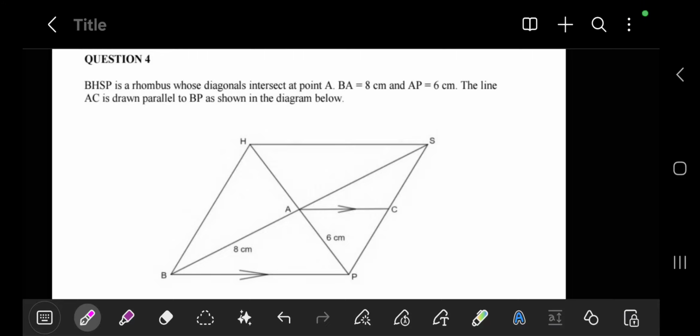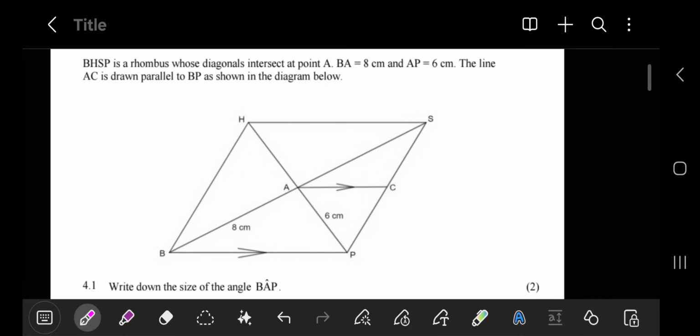Here is our fourth practice problem, Euclidean geometry, grade 10. So this is BHSP, a rhombus whose diagonals intersect at point A. So here we have point A. BA is equal to 8 centimeters. AP is 6 centimeters. The line AC is drawn parallel to BP as shown in the diagram below.